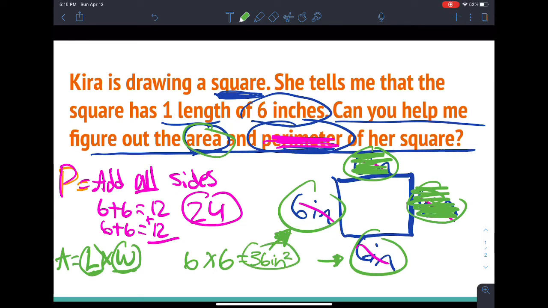And then let's go back to the question. Let's see if we solve for it. It says, can you help me find the area and perimeter of her square? The area of her square is 36 inches. And the perimeter of her square is 24 inches. Nice job.